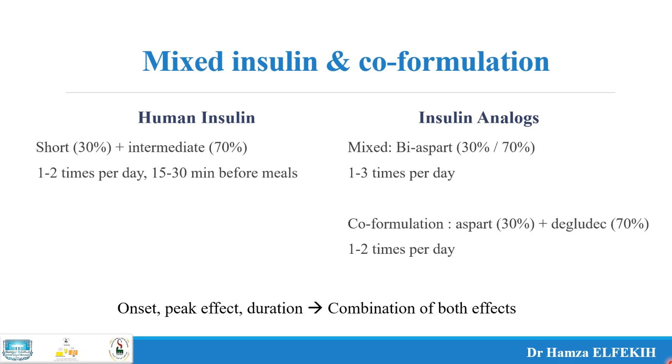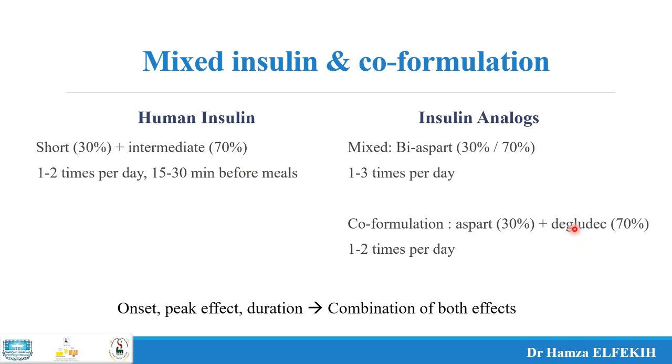For insulin analogs, we have mixed biphasic aspart, where aspart is Novorapid. So we have Novorapid in 30% and another aspart combined with protamine in 70%. So it has a longer effect compared to the aspart, without being crystallized. We can administer Novomix, biphasic aspart, up to 3 times per day, and it is not available in the case of human insulin because the risk of hypoglycemia would be very elevated. For the co-formulation, we have aspart and degludec.